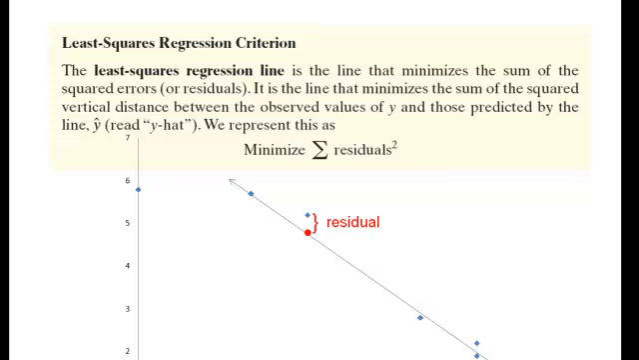But what the least squares criterion says is we're going to find the line through the data that gives us the smallest total error. In other words, we're going to find the line through the data that gives us the smallest sum of the squared residuals. Now in our next video, we'll take a data set and calculate the regression line according to the least squares criterion, and we'll use it for prediction.